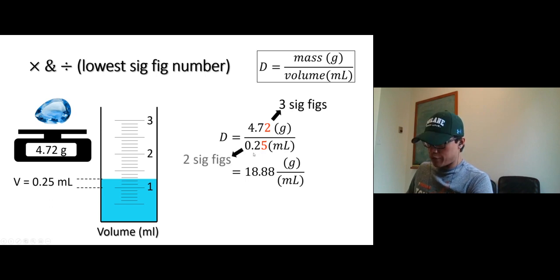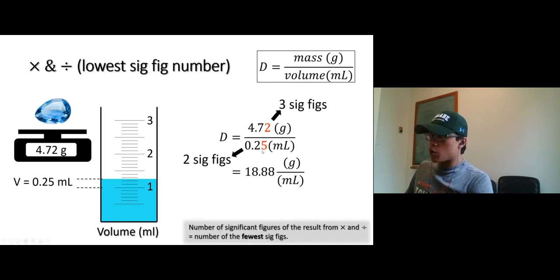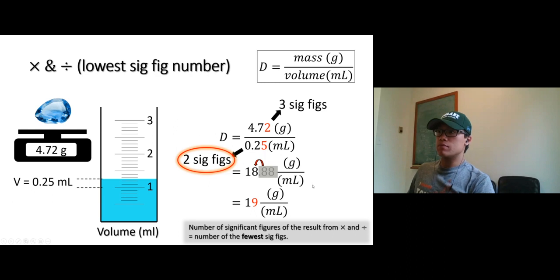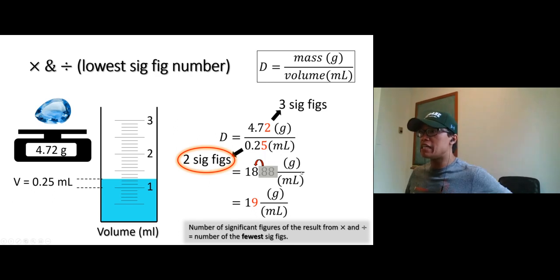The volume is only 2 sig figs, and the rule for multiplication and division is that the result has the same number of significant figures as the one that has the fewest significant figures. Right now we have 3 sig figs and 2 sig figs, so we take 2 and round this off to 2 sig figs. That digit is 8, higher than 5, so round up, and you get 19 gram per milliliter. That's it. Multiplication and division is much easier than addition and subtraction.